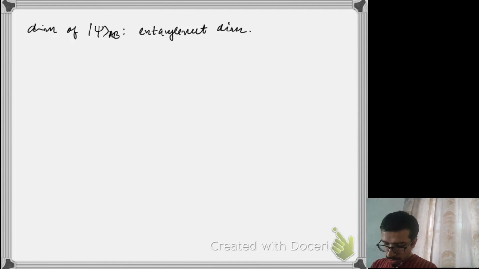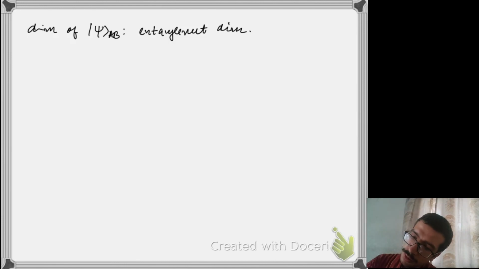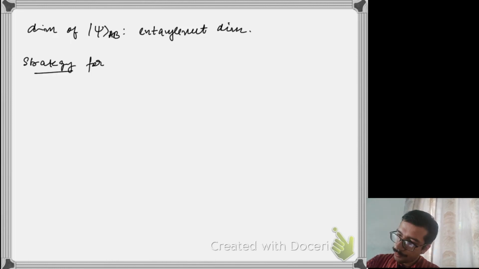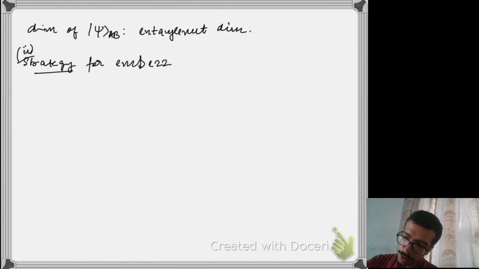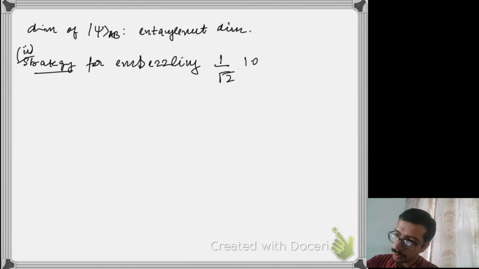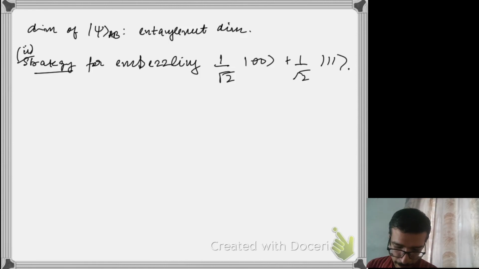So let's see the strategy for embezzling such a state. We'll actually need an order 1 over epsilon number of qubits. So here is the strategy. We have seen the definition, and now we are looking at the second part, which is the strategy for embezzling 1 by root 2 ket 00 plus 1 by root 2 ket 11.